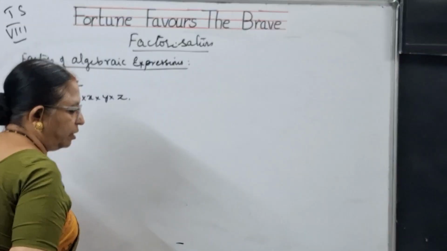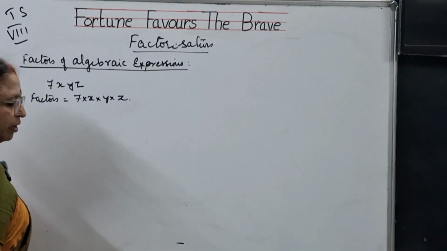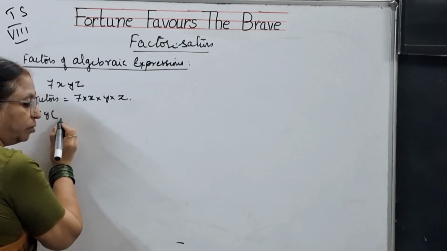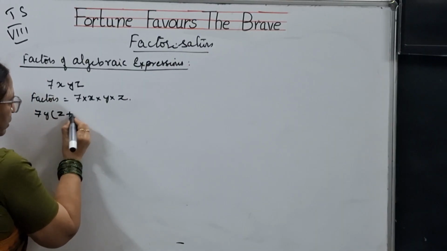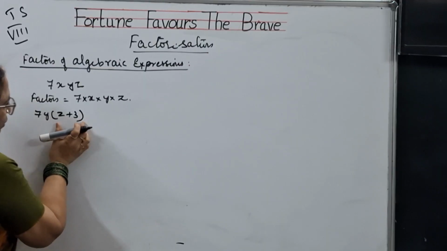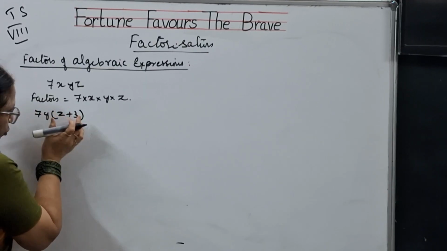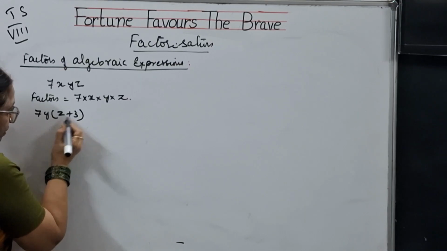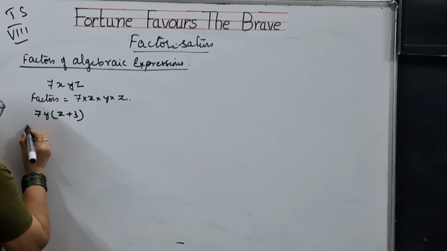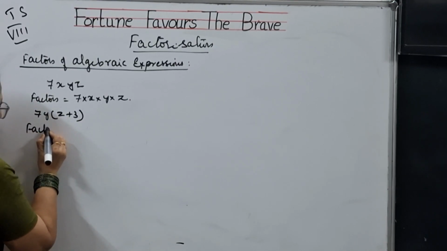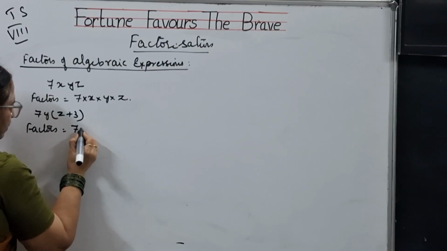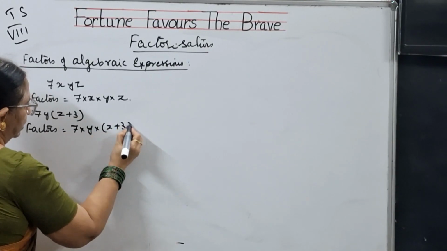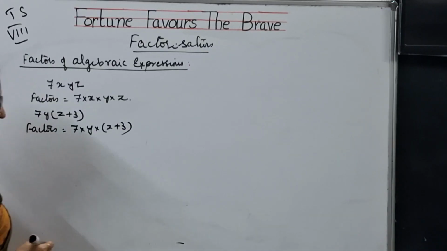Now another one, we have got 7y into z plus 3. When we have any expression in the bracket, it should be taken as a single term only. Don't consider this as two terms. So here, what are the factors? You will write factors are 7 into y into z plus 3. You have separated the factors.